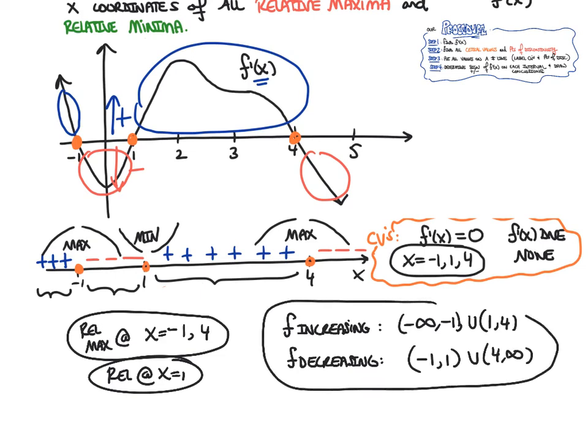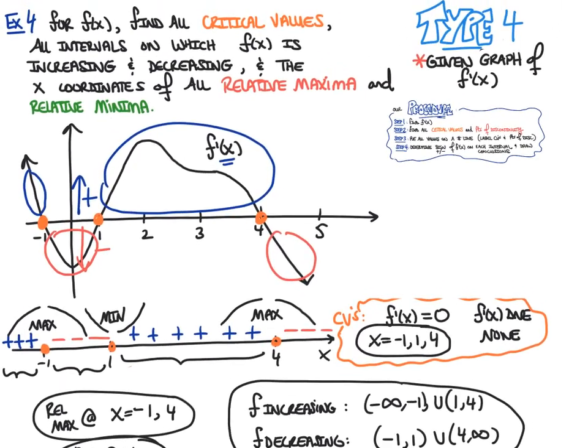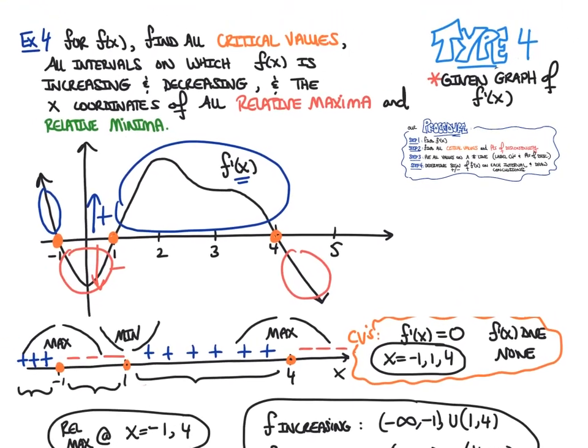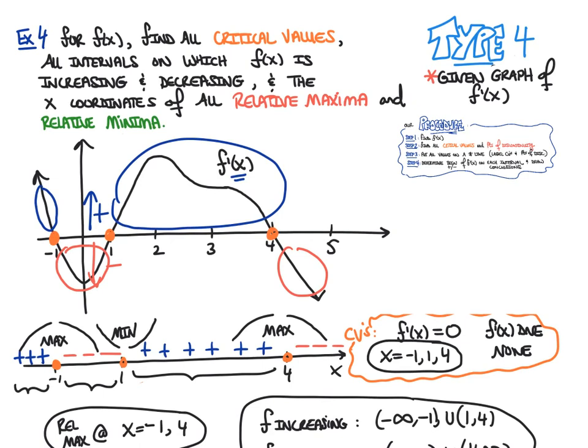Okay? This is the fourth type of example you'll see. And again, I think this is the most confusing for a lot of students, because you're looking at a graph and you're trying to decipher what the original function looked like based off of features from the derivative.